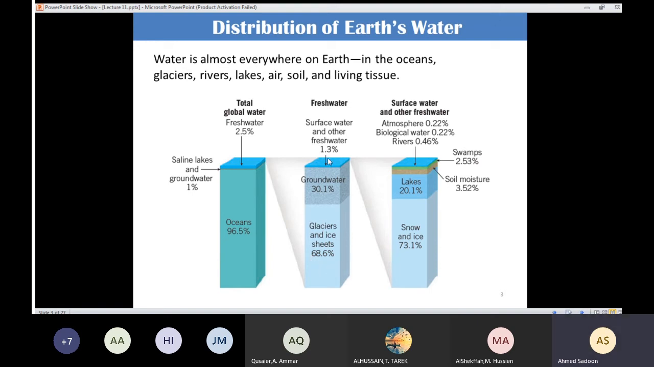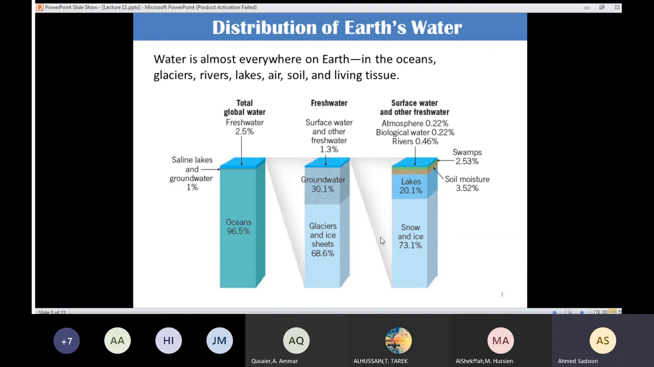So we also need to talk about the water accessible to us, which is mainly the surface water and other fresh water. If we talk only about this portion here, we have 0.22% fresh water in the atmosphere. We have 0.22% biological water. We have 0.46% in the rivers. We have fresh water in the swamps, in soil moisture, and in lakes. And finally, we have fresh water in snow and ice, which is about 73%. Again, here we can see that the fresh water, mostly we can find it in a frozen state.